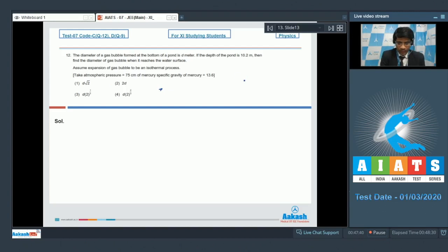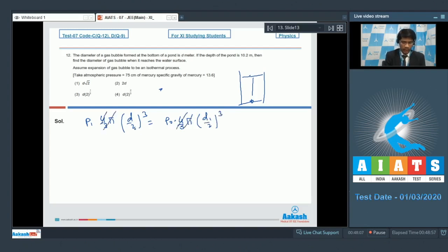So let this be the depth here, at this point the pressure is P1 for the time being, and the volume is 4/3 pi r cube, where r is d divided by 2, whole cube. At the surface it is P0 into 4/3 pi, and let's say the diameter now is d1 by 2 whole cube. So the 4/3 pi will cancel out and the 2 will also cancel out. We are left with d1 whole cube into P0 must be equal to P1 into d whole cube.